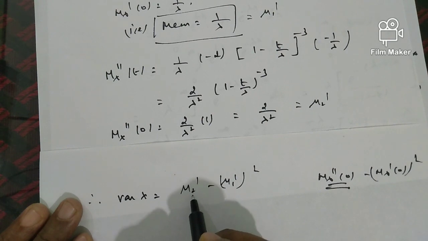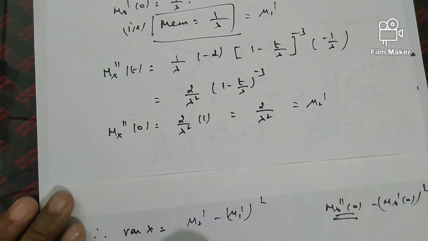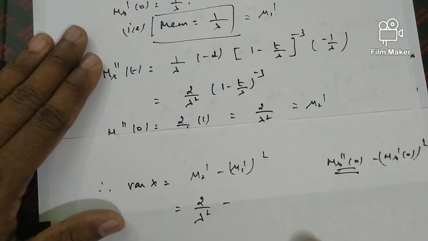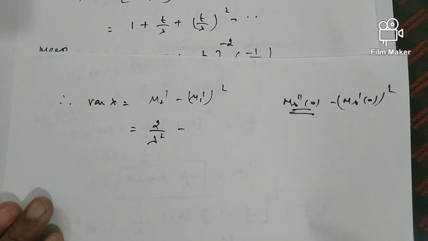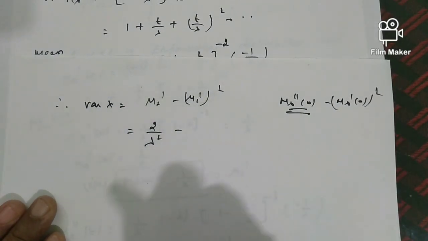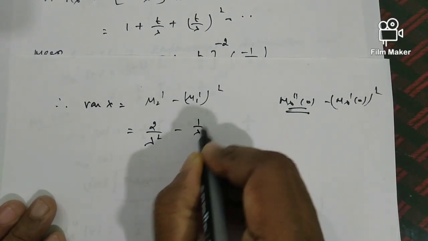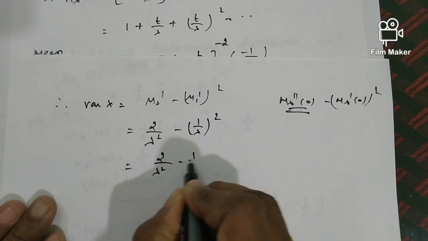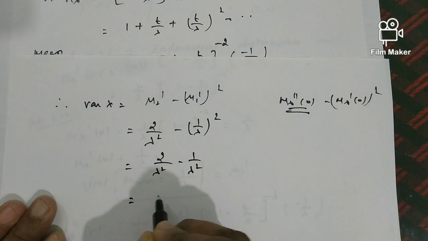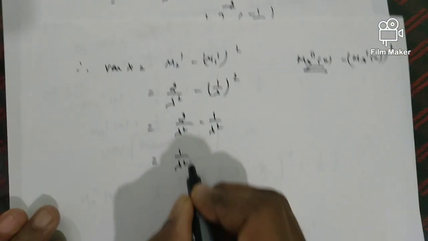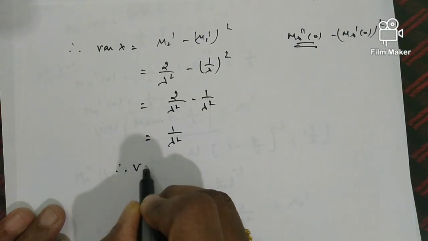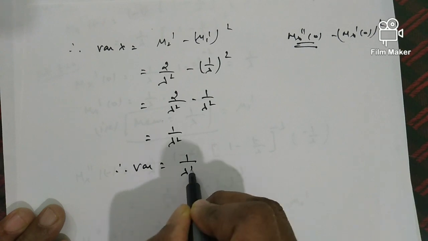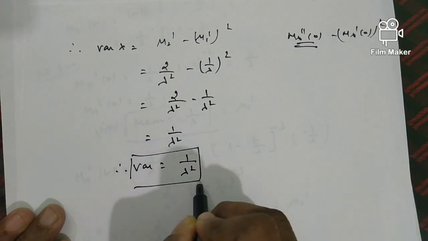So here the mu 2 dash is nothing but what? 2 by lambda square. So 2 by lambda square minus mu 1 dash the whole square. What is our mu 1 dash? Mu 1 dash is nothing but 1 by lambda. So 1 by lambda square, that is 2 by lambda square minus 1 by lambda square. 2 minus 1 is what? 1. So 1 by lambda square. Therefore our variance is nothing but 1 by lambda square for the exponential distribution.